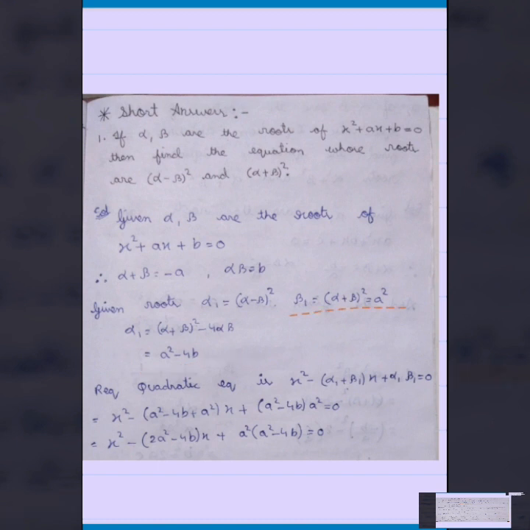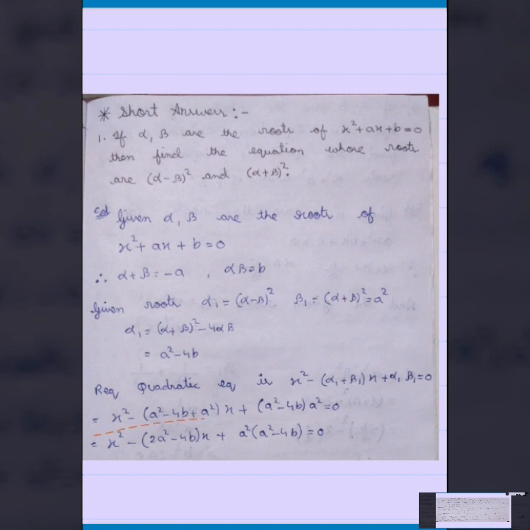And see beta 1, that is (alpha plus beta) whole square. So what is alpha plus beta? It's minus a. So (minus a) whole square, it's a square. So substitute these values in the required quadratic equation, that is x square minus (alpha 1 plus beta 1) into x plus alpha 1 beta 1 equal to 0.